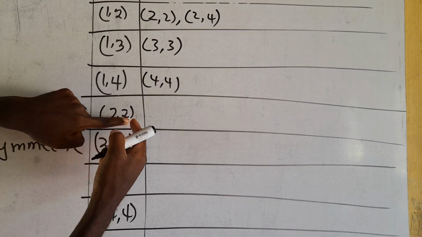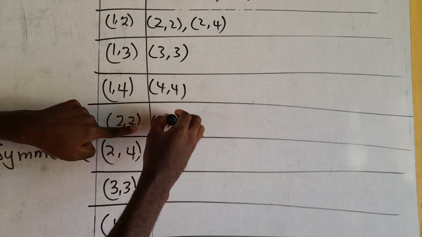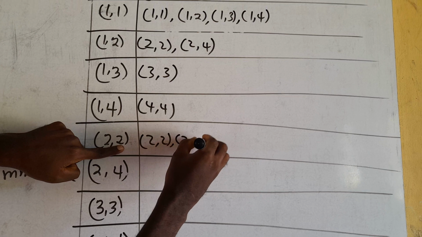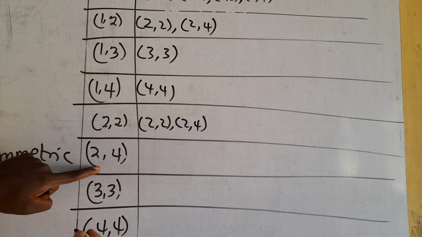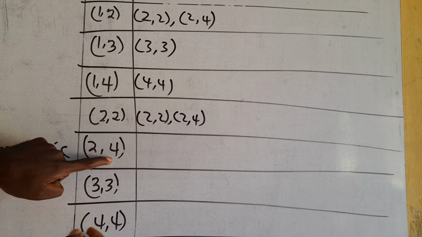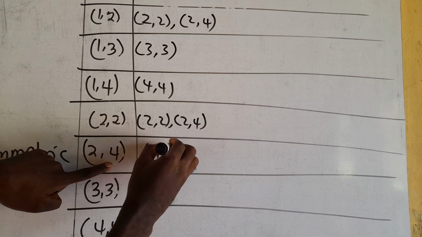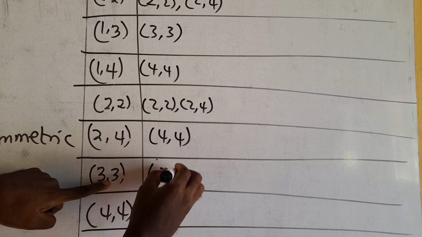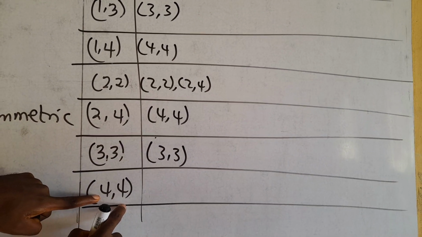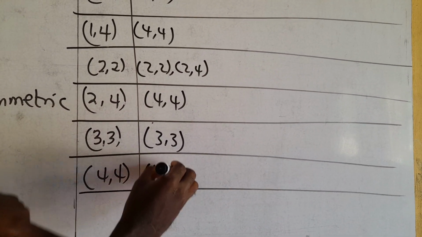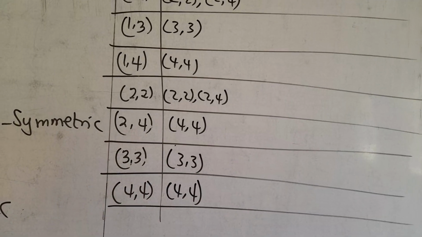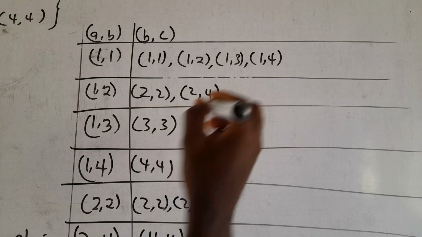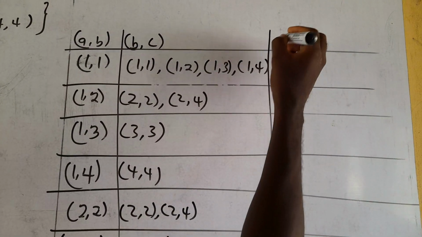When we come here, the other pair that 2 begins, that's 2, 2, then 2, 4. Then here, the other pair that 4 begins, we have 4, 4. Then here, the other pair that 3 begins, we have 3, 3. Then here, the other pair that 4 begins, we have 4, 4. I hope you get that. So having gotten the BC, I need my AC.